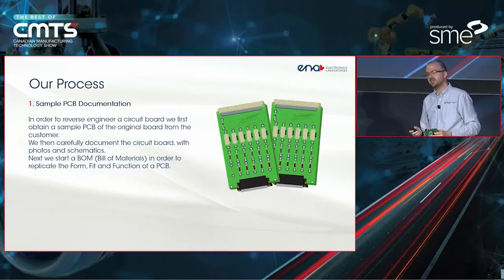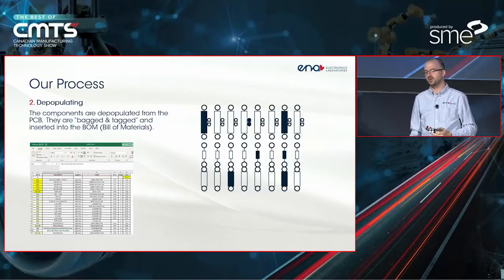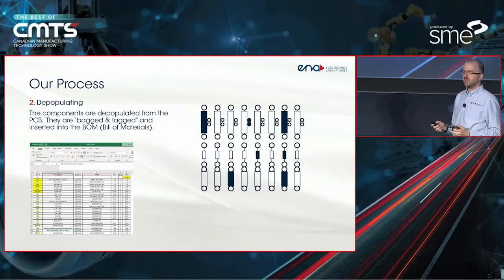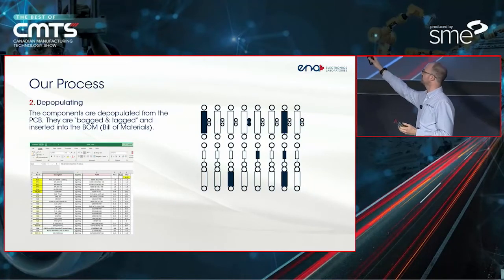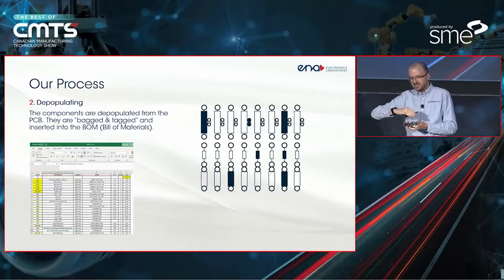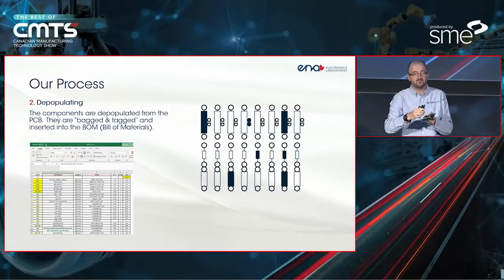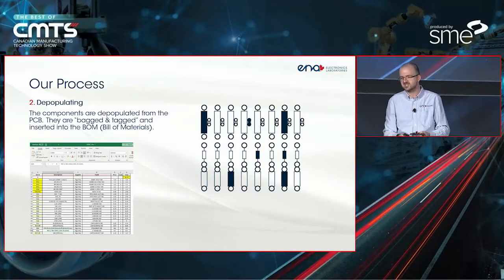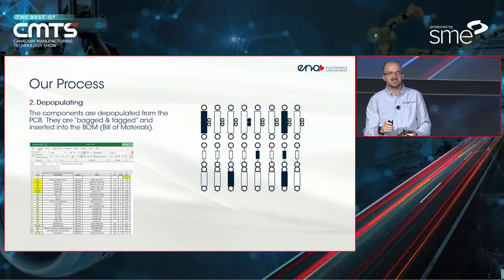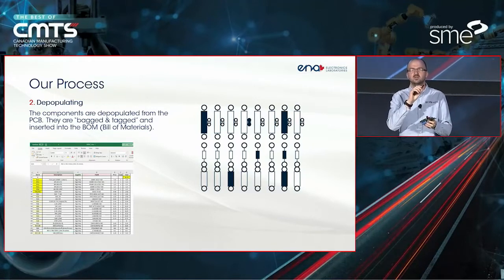So we take the PCB, we document the circuit board, we take photos so we know what's going on, and then we start depopulating the board. So that's what happens here. And what we do is we start building up a bill of materials. So you can see there's just a sample bill of materials. And we start depopulating every single component that's on the board. We take them off, desolder them. We put them into little bags with little stickers on that say this is a 5-ohm resistor and this is a 10-ohm resistor. And we label what they are.